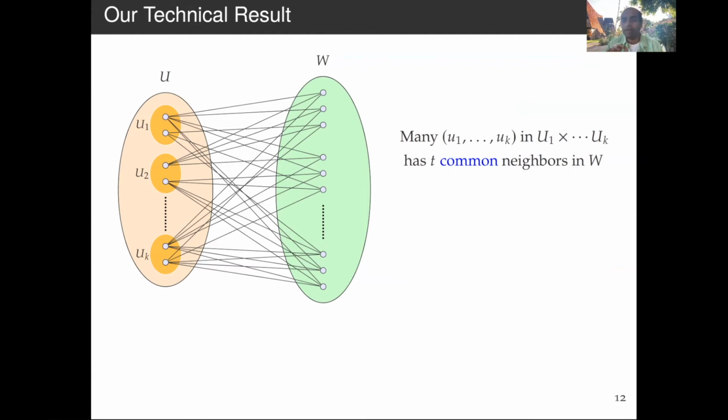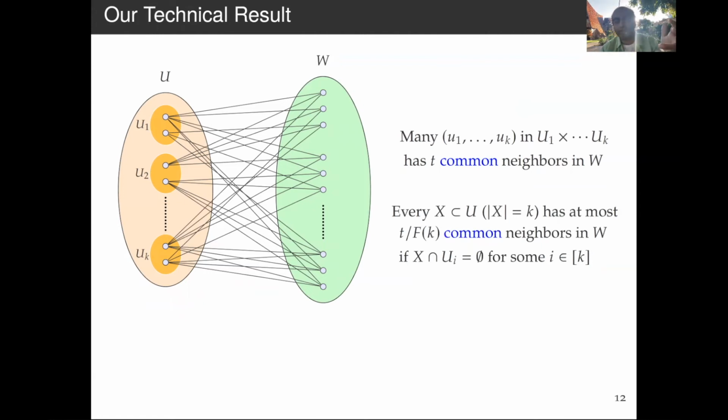So for many of them, we have exactly T common neighbors, as long as it's a panchromatic k-tuple. But if you take any k vertices which repeat a color class, then they have at most T over f of k common neighbors, where f is any computable function of our choice. So we can really create a gap between the two things. And we can achieve all this when the size of W is exactly the size of U.